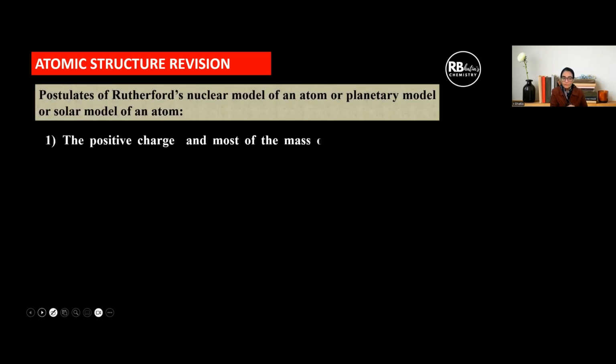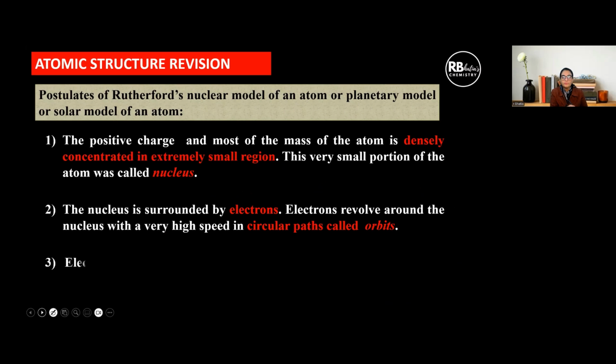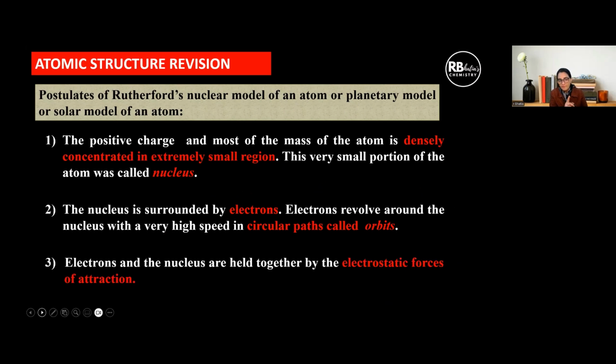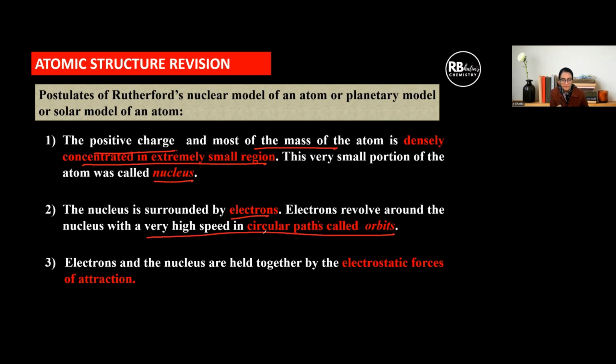So based on this, now the fourth component is what were the postulates of Rutherford's model. After the experimental part, then the observations, then the conclusions, these are the final postulates of the model of the atom. The postulates say the positive charge and most of the mass is concentrated in an extremely small region called the nucleus. The nucleus is surrounded by electrons, and electrons revolve around the nucleus with very high speed in circular paths called orbits. These are not well defined paths, but these are circular paths called orbits. Electrons and the nucleus are held together by electrostatic forces of attraction. These were the postulates of Rutherford's model.